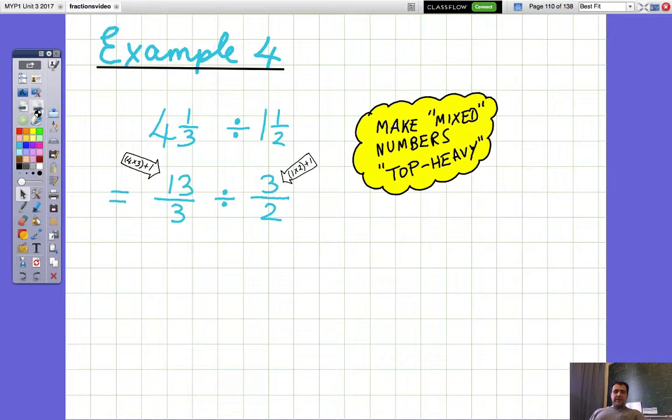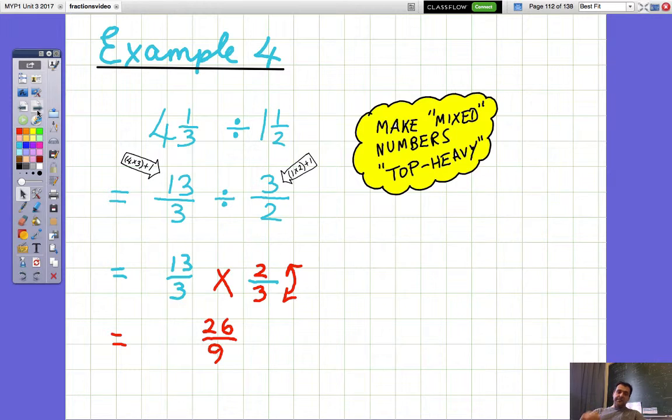And then change it to a times and flip over or invert the second fraction. So that gives me 13/3 times 2/3. Top times top, bottom times bottom gives me 26/9. And then 9 goes into 26 2 times to make 18, with 8 left over, so it's 2 8/9.